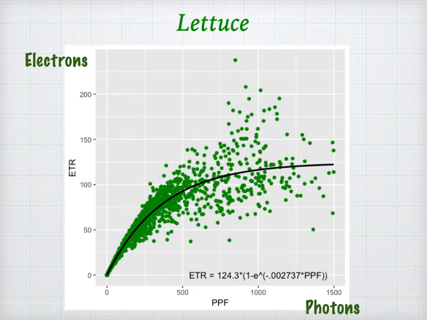Ideally, you want to operate in the bottom left corner of the curve where you get more electrons for the number of photons received. In this graph, ETR stands for electron transfer rate, and you can just think of this simply as number of electrons produced, and PPF stands for photosynthetic photon flux. Just think of this as the number of photons received.